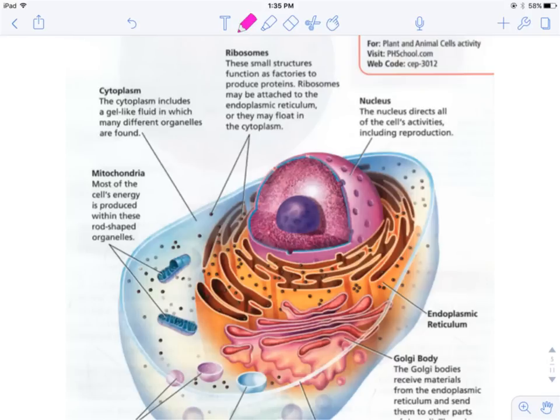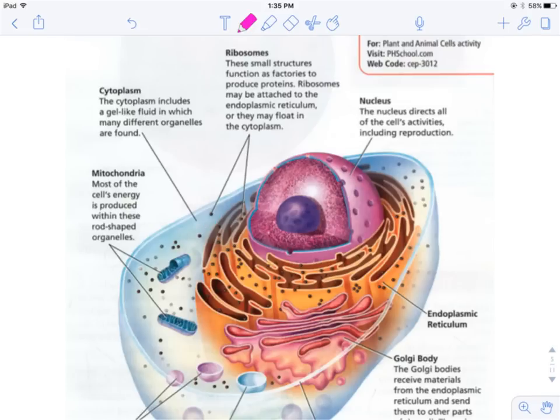So now you can see that we're looking at a different kind of cell. This is an animal cell. And an animal cell, you can see, has something very different immediately than a plant cell. It does not have a cell wall. It does, however, have this outer covering, which, in addition to the cytoskeleton, is the cell membrane, which we've discussed.